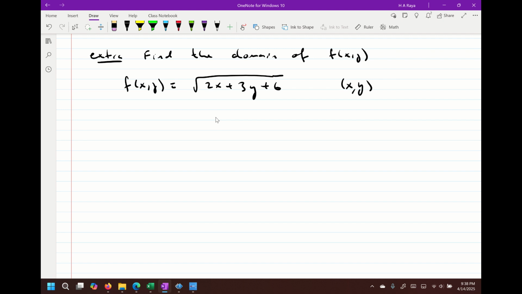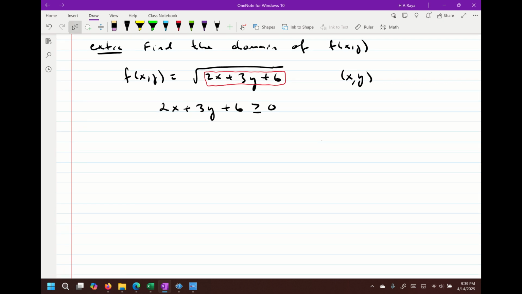Since we're working with the square root structure, we need the stuff going into the square root to be either a positive number or 0. So the x's and the y's that we're allowed to use are the x's and y's that satisfy 2x plus 3y plus 6 being either greater than 0 or equal to 0. We can make quick work of this inequality by keeping the variables on one side and taking the constant and moving it over to the other side.